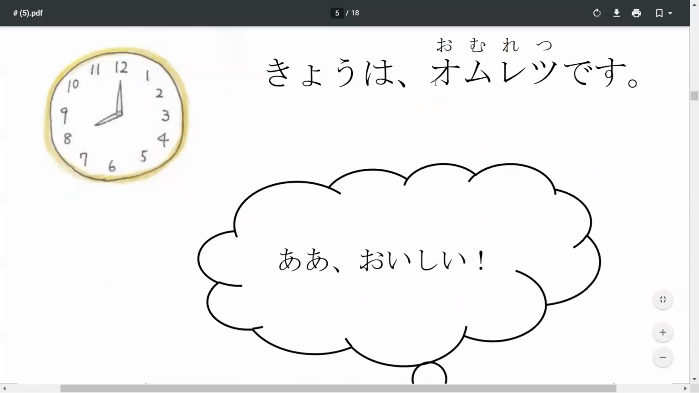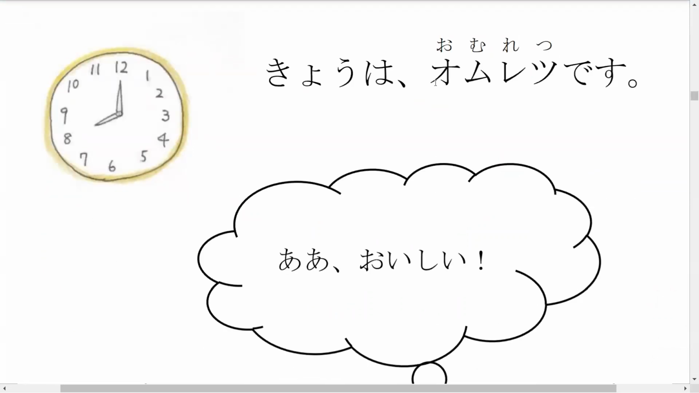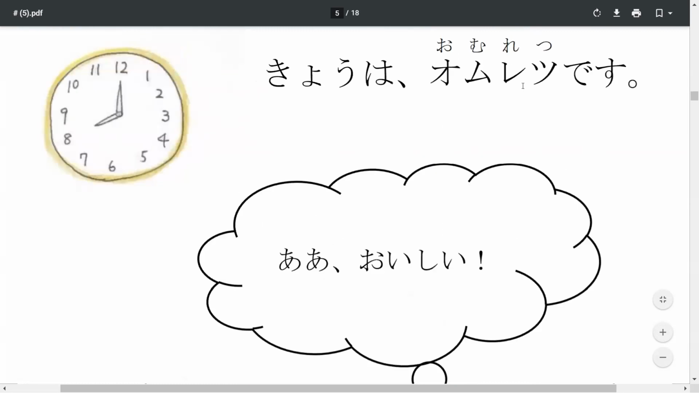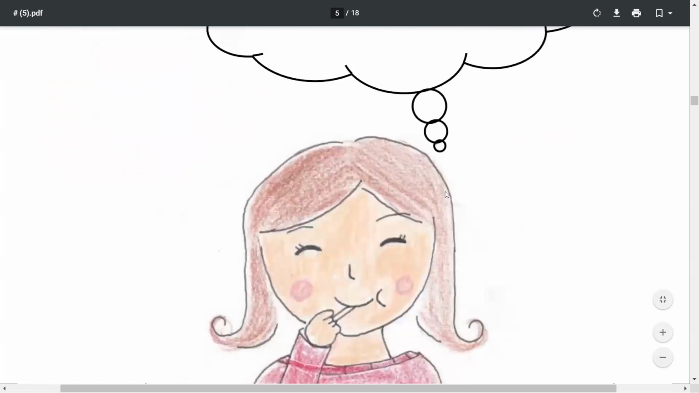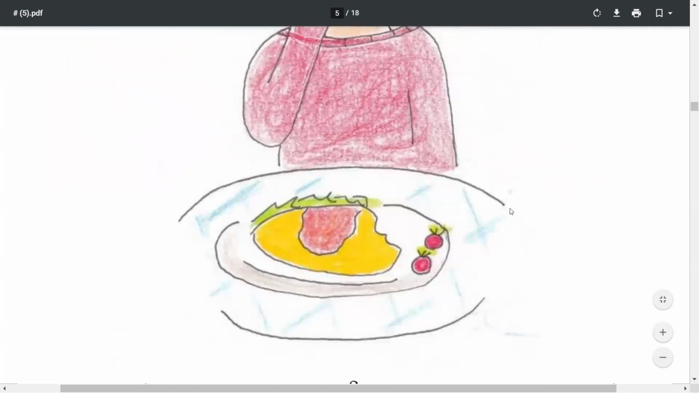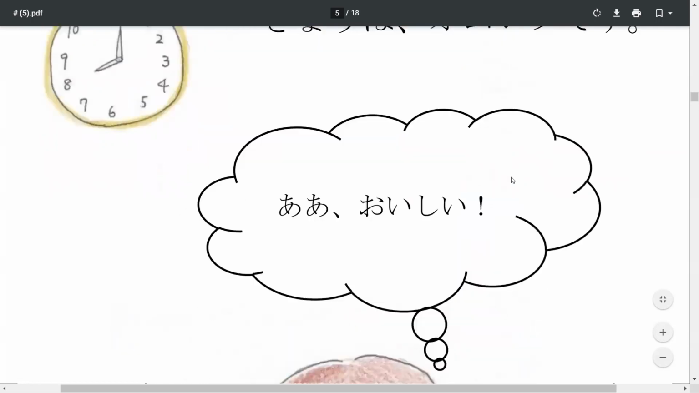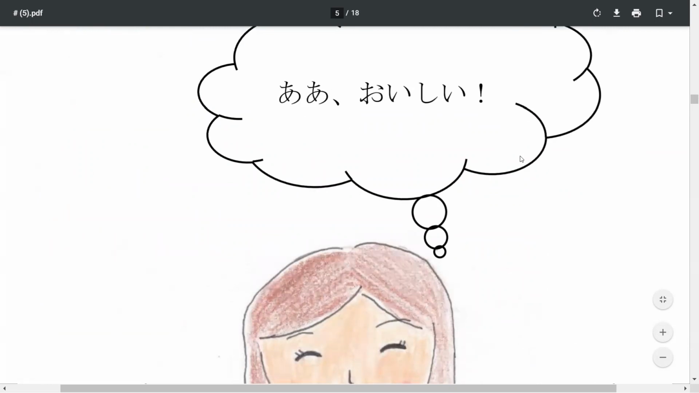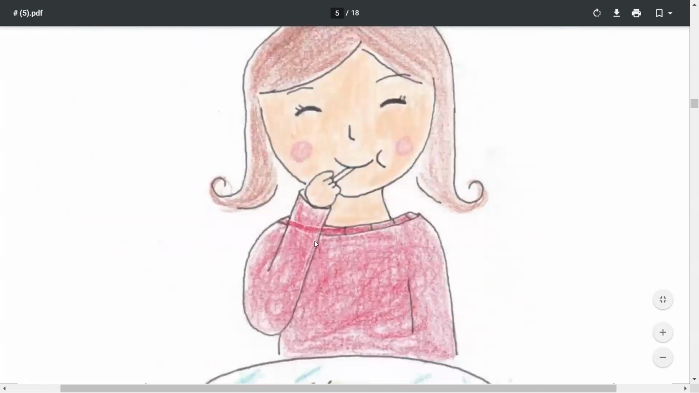Kyo wa, kyo means today. Kyo wa, we have omuretsu desu. Omuretsu is omelette. So this is an omelette. Nina, omuretsu ga suki. Do you like omelette? Then she says, ah, an interjection of saying, wow, oishi.